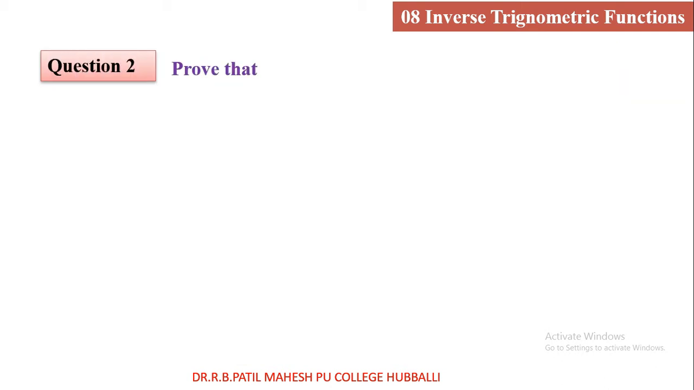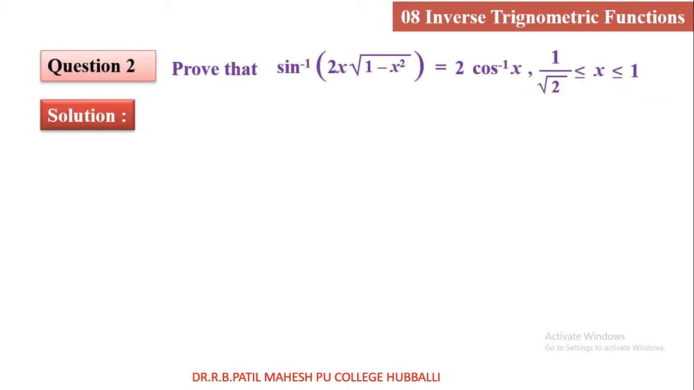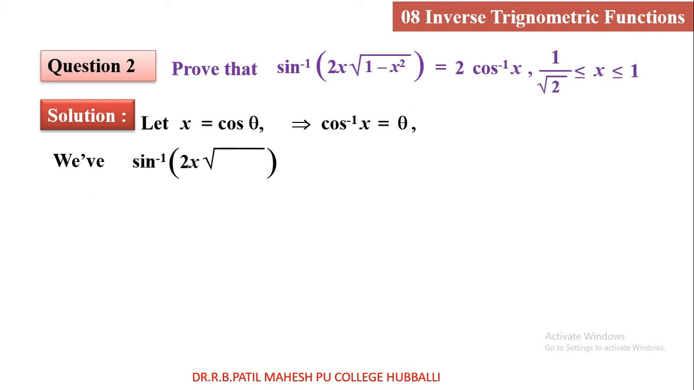Number 2, prove that sin inverse of 2x into root of 1 minus x square is equal to 2 cos inverse x and x between the values. For this, let me take x equal to cos theta, students. In the previous one I have taken x equal to sin theta because of the RHS. Here the RHS is cos inverse, that's why I am taking x equal to cos theta. So for this, cos inverse x will definitely be theta. So let me take the LHS of the given expression. So that we have sin inverse of 2x into root of 1 minus x square as the LHS. So sin inverse of 2 into x value cos theta into root of 1 minus cos square theta.